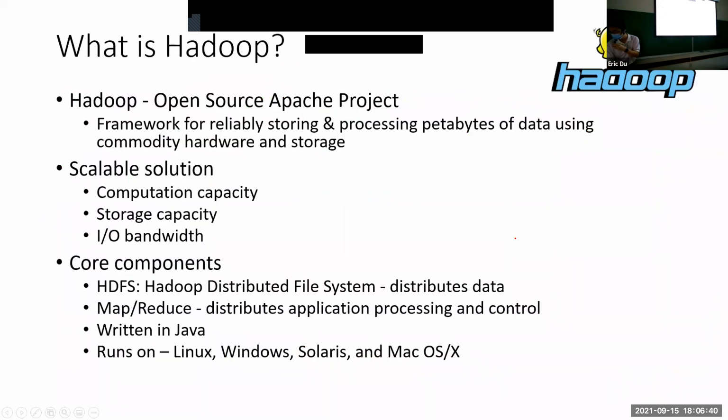Okay. And HDFS is the most important thing, which is the hard disk. MapReduce is the distributed application processing and control, the operating system of that. Written in Java, so the entire Hadoop uses the Java language, and it runs on Linux, Windows, Solaris, and also Mac OS. So it's cross-platform.